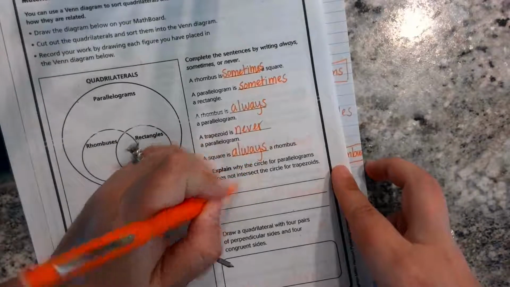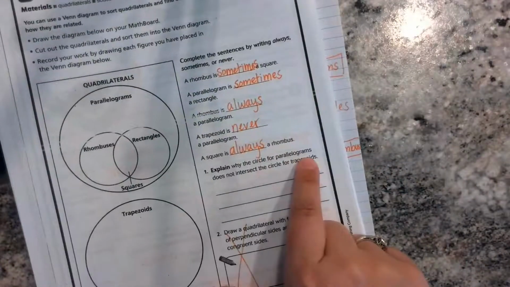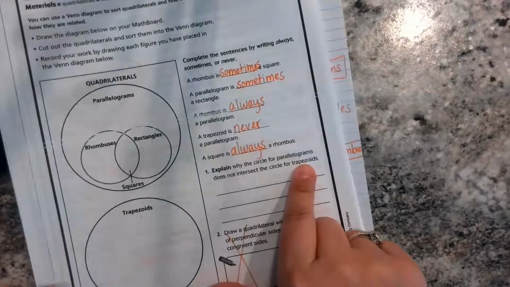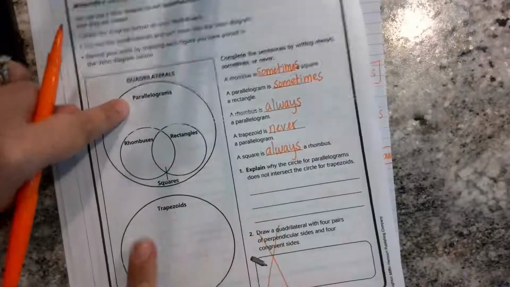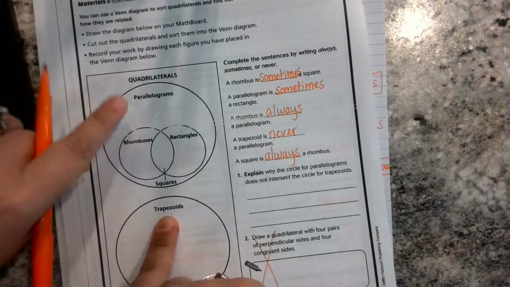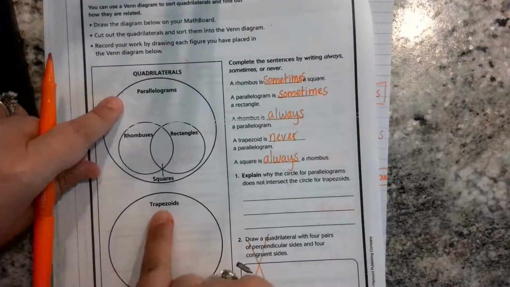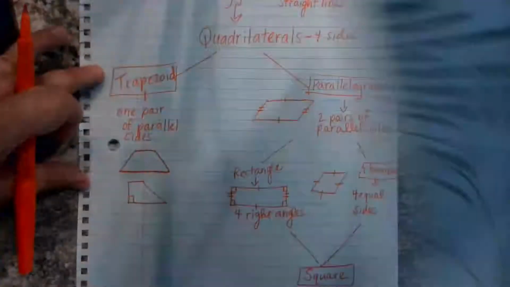We're going to skip number 2. Explain why the circle for parallelograms does not intersect the circle for trapezoid. So these don't intersect because a trapezoid only has 1 pair of parallel sides, and a parallelogram has to have 2 pairs of parallel sides. You can write that down if you want to, but you don't have to. Alright, flip to the next page.